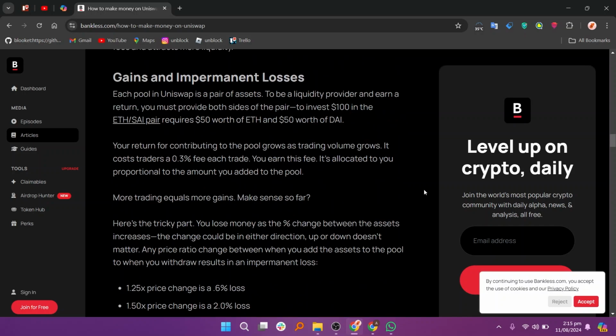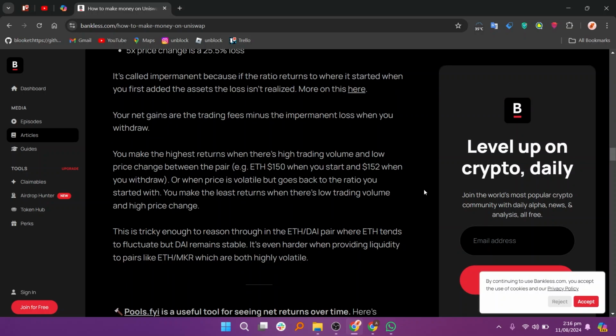To be a liquidity provider and earn a return, you must provide both sides of the pair. To invest $100 in the ETH and DAI pair, it will require $50 worth of ETH and $50 worth of DAI. Your net gains are the trading fees minus the impermanent loss when you withdraw. You make the highest returns when there's high trading volume and low price change between the pair.